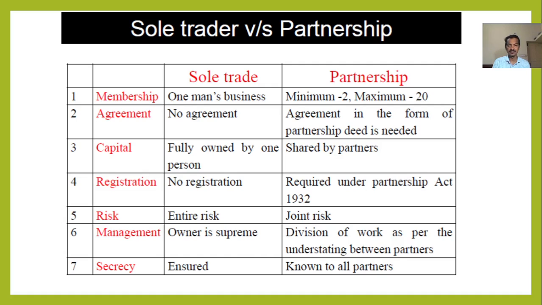And secrecy. In case of sole trade concern, one person will manage, therefore secrecy is ensured. But in case of partnership firm, it is known to all partners. Whatever the trade secrets are in the business, they will be shared, otherwise known to all partners.